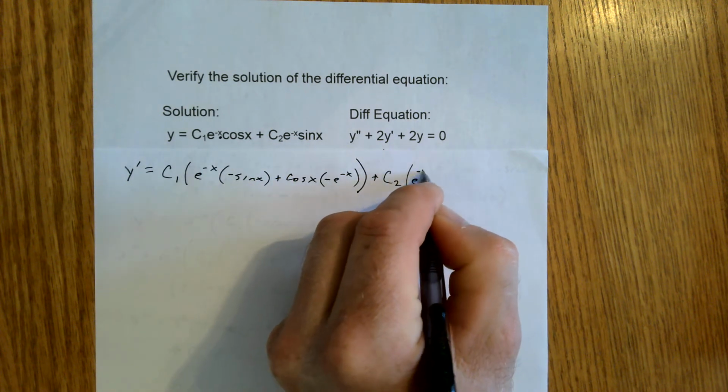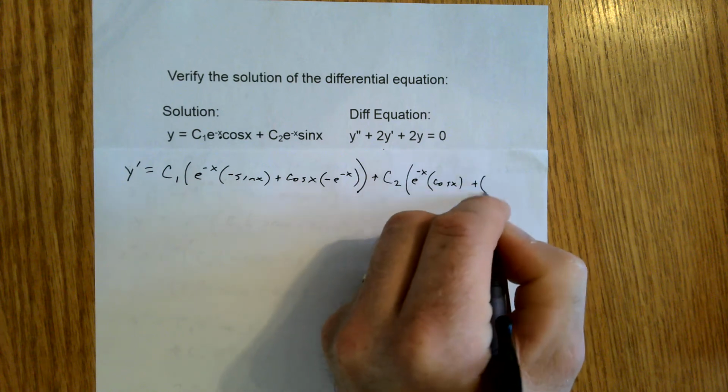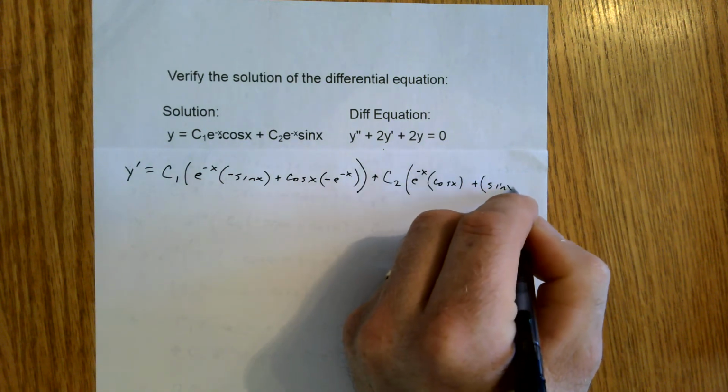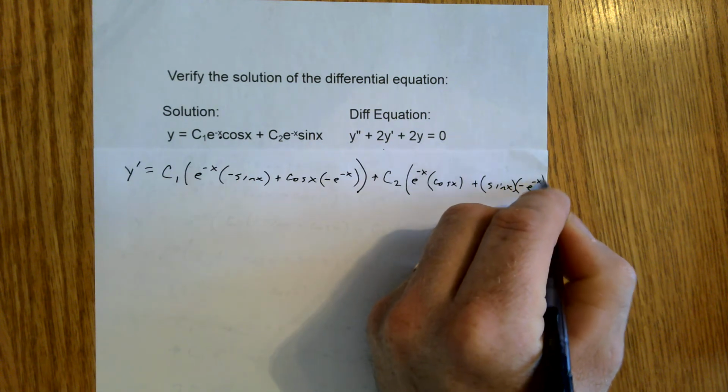This gives us e to the negative x. Derivative of sine is cosine of x. To that we're going to add sine of x, and then derivative of e to the negative x, which is negative e to the negative x.